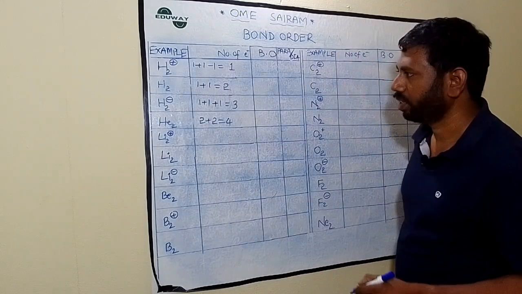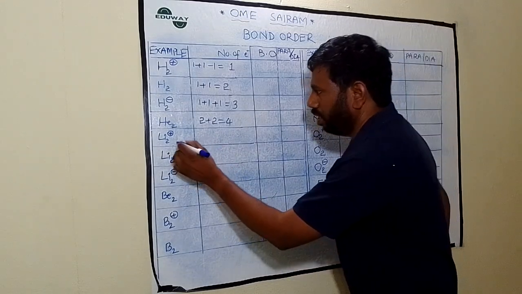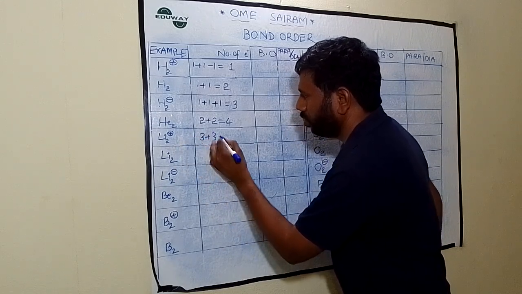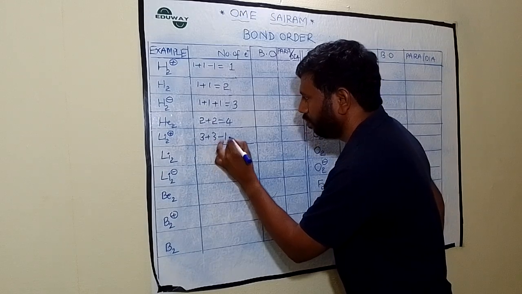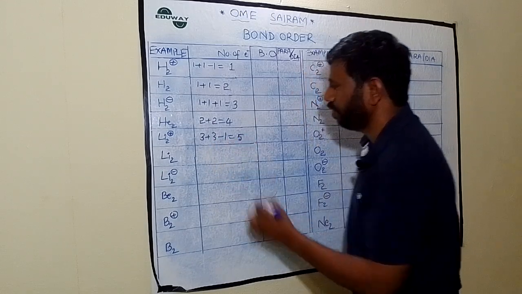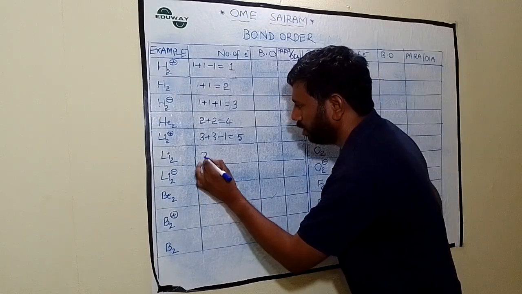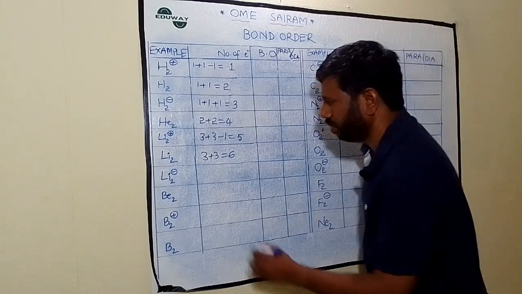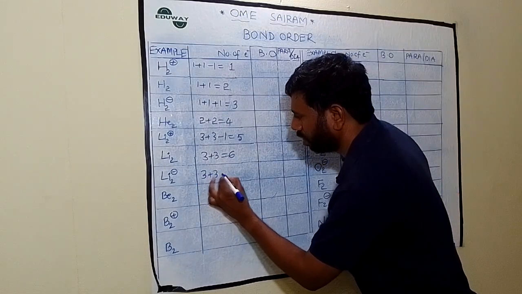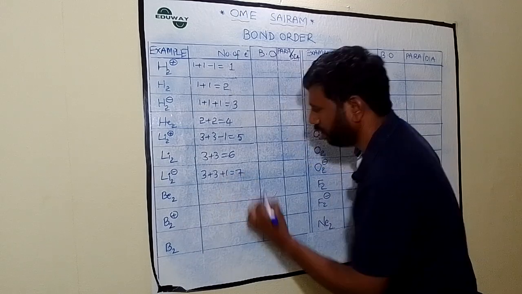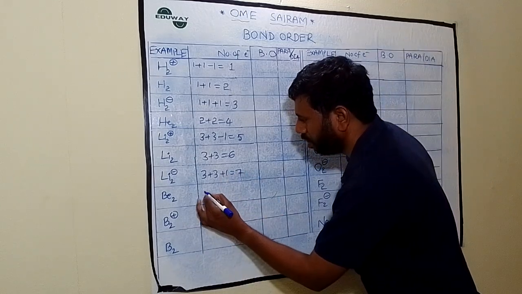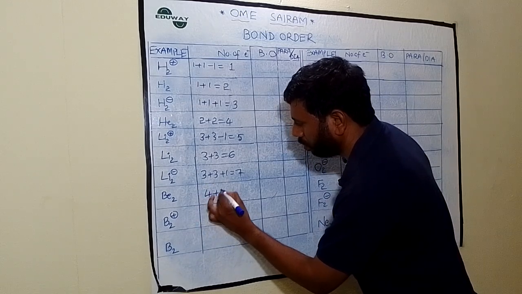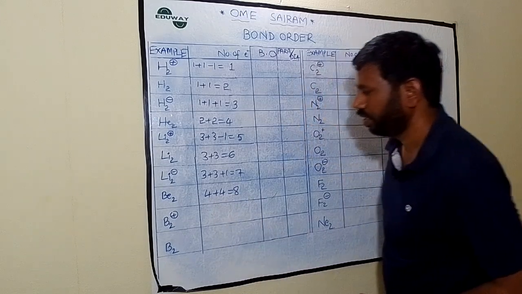Now Li2 plus, lithium atomic number 3, and there are 2 lithium atoms, 3 plus 3, and there is a positive charge. We have to subtract 1 electron, 5 electrons. Li2, 3 plus 3, lithium atomic number 3, 3 plus 3 equals 6. Li2 negative charge, 3 plus 3 plus 1, 7 electrons. Beryllium atomic number 4, 4 plus 4, 8 electrons.